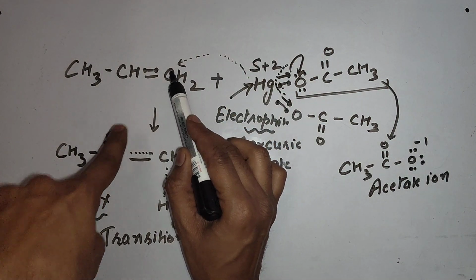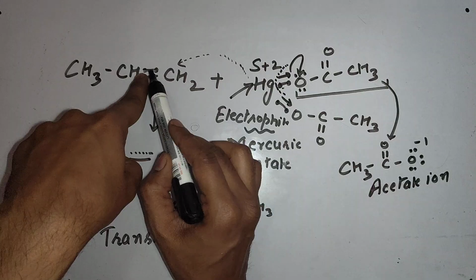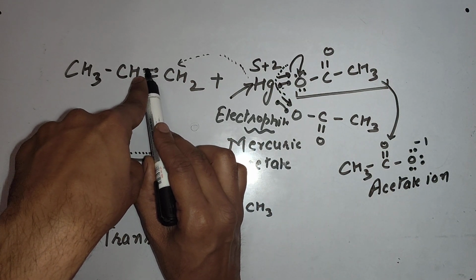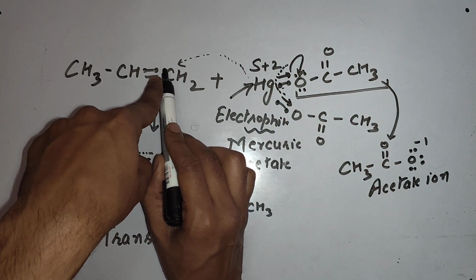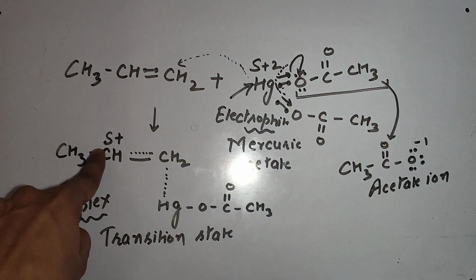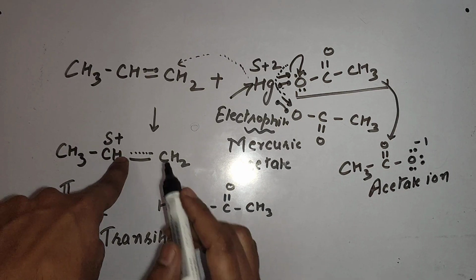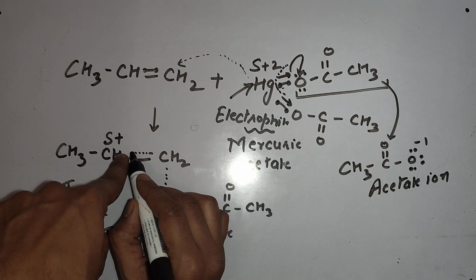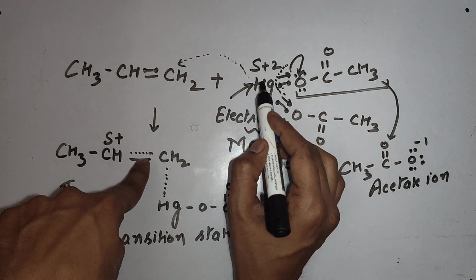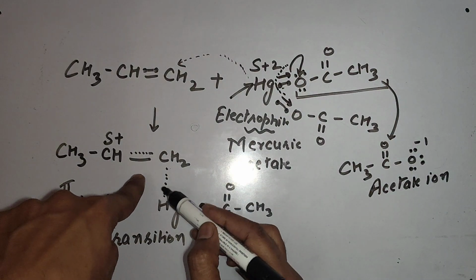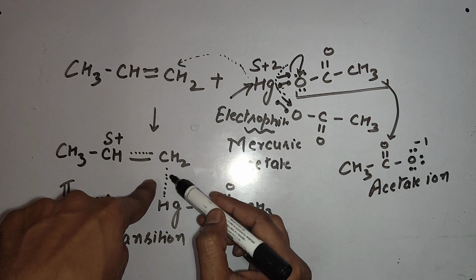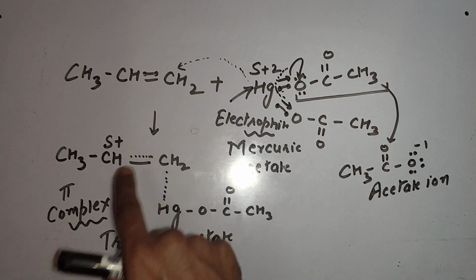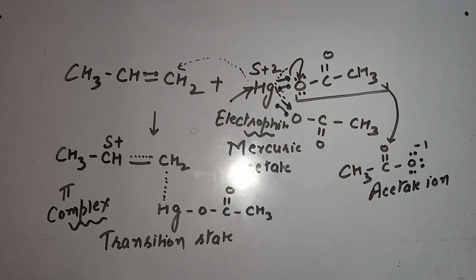Mercury is making bond with carbon like this, due to which pi electrons are started to move toward this carbon. So when electrons move toward this carbon, it will get a partial positive charge, because the pi electrons are not completely transferred right now. They are just a little bit moved toward this carbon because of effect of mercury. Mercury was coming to this carbon for bond formation, due to which bond formation is started, and from here bond breakage is started. Such complex is known as pi complex.